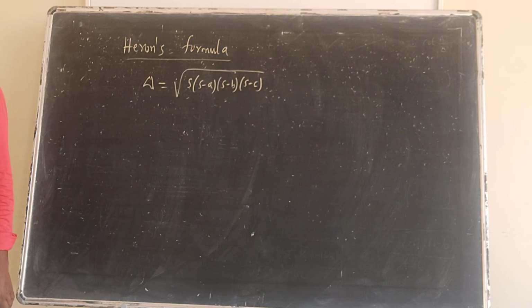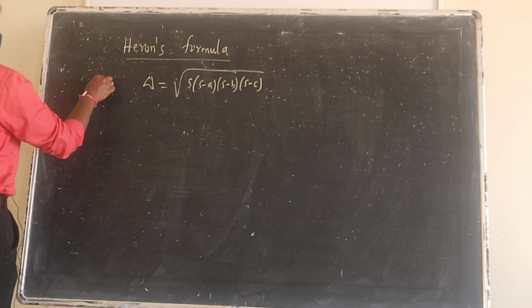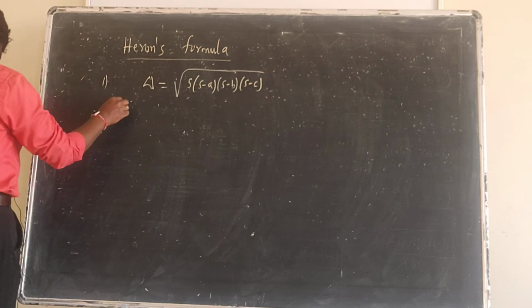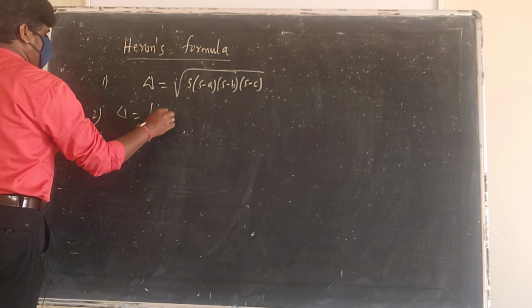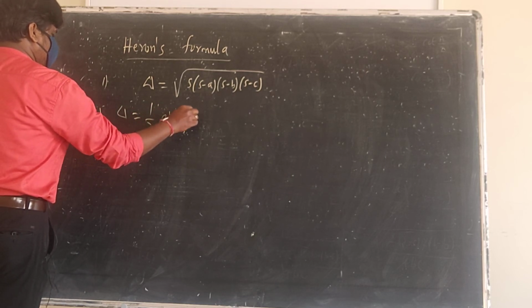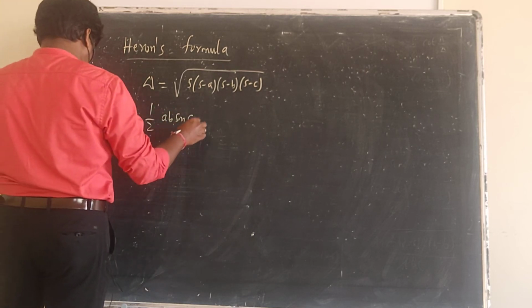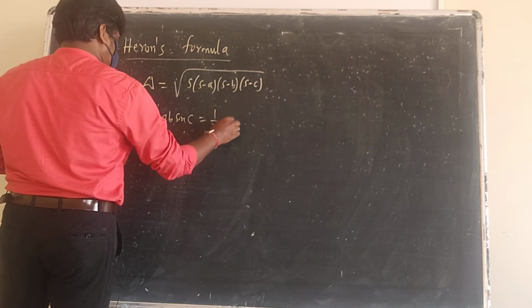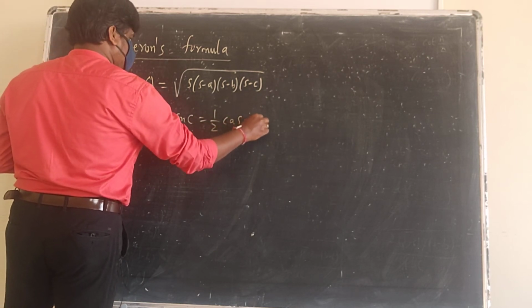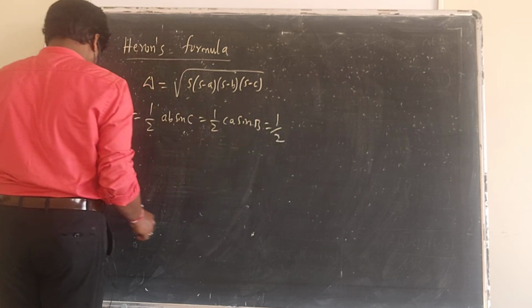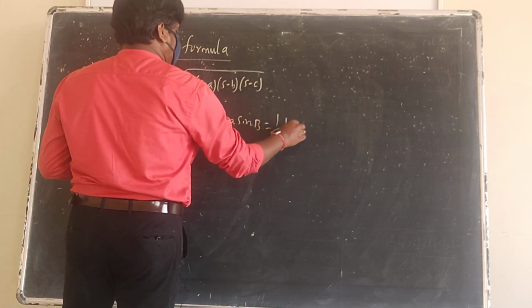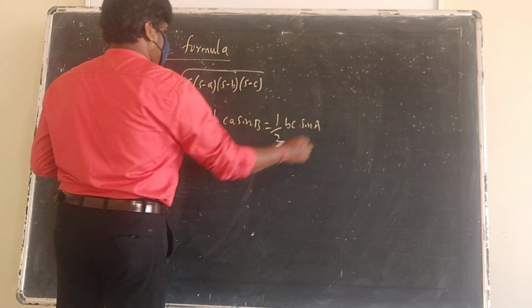And 9th class में पढ़े ना, 9th class you have learned. Heron's formula, area of the triangle is delta is equal to under root of s into s minus a into s minus b into s minus c. Then second point is another way, area of the triangle is equal to, formula is half into AB into sin C. Another way we can write as half into CA into sin B. Another way we can write as half into BC into sin A. These are called area of the triangle.